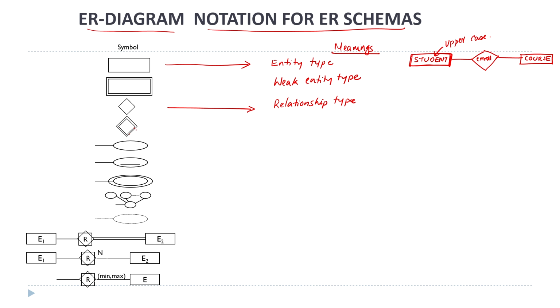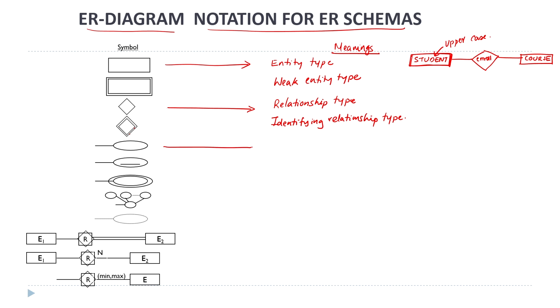And the one with the two concentric rhombuses is the identifying relationship type. If you have a weak entity, then you need the weak entity to be identified with a strong entity that has its own key. That type of relationship of a weak entity to another one is the one that identifies the weak entity. That is why it is called the identifying relationship type.